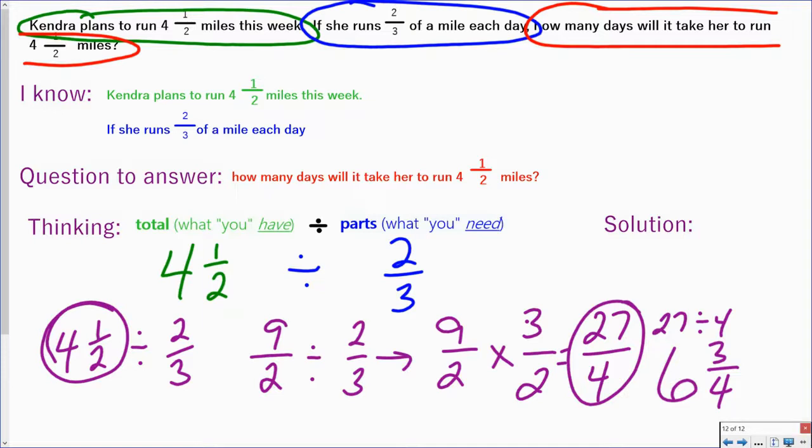So for this problem, it doesn't say how many full days, but it does say how many days. Well, she can run 6 days, but then she needs a little bit extra to finish up. So in this case, she's going to have to run one more day than this whole number here to get this fraction taken care of. So she's actually going to have to run 7 days to get all of her mileage taken care of.